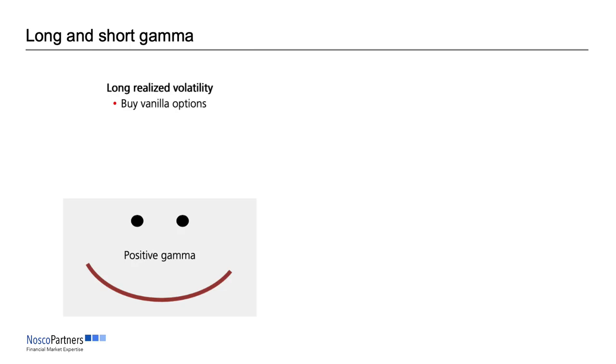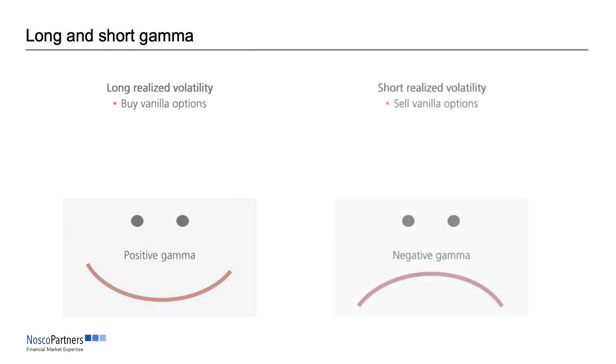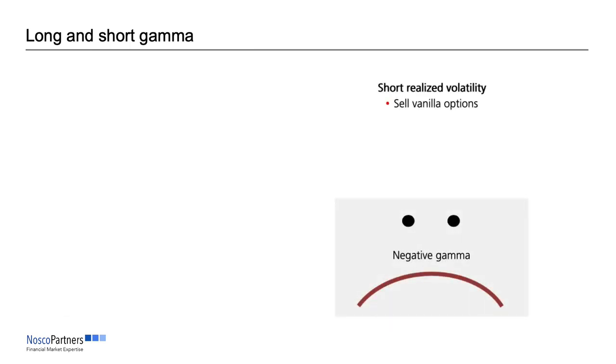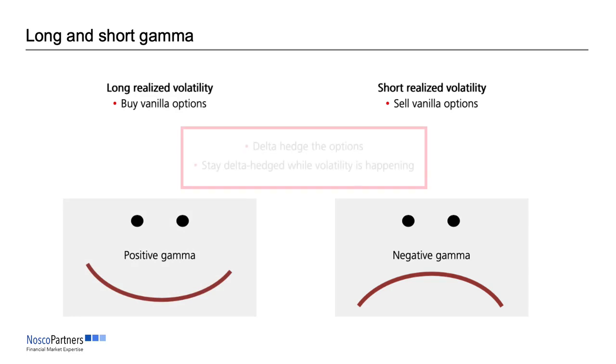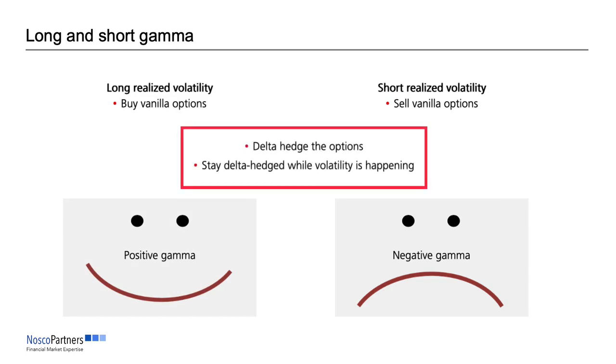So in that way, options can be used to harvest the realized volatility of an underlying. If you are long vanilla options, you have a positive gamma, and that means you are long realized volatility. On the other hand, if you are short vanilla options, you have a negative gamma, and that means you are short realized volatility. You harvest your long or short position in realized volatility by continuously delta hedging the option.